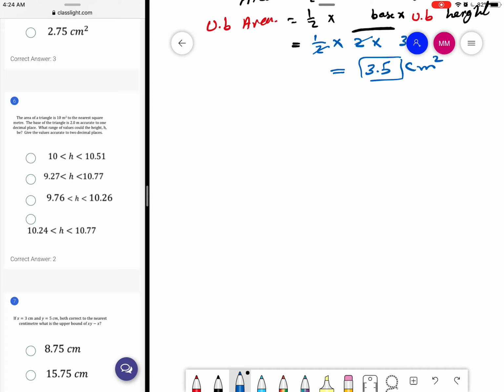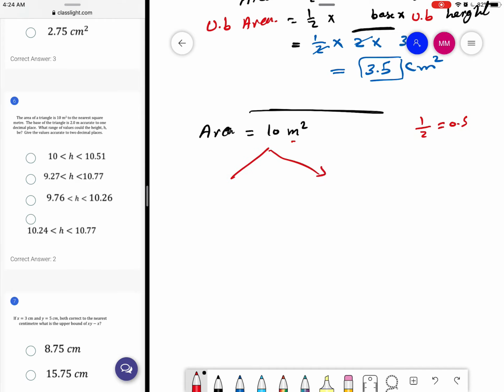Okay, next one. Here, the area of triangle is 10 meter square. Here is the area equal 10 meter square, and they said to the nearest square meter. Square meter is the same unit here, so it's just 1 divided by 2 equals 0.5. Add and subtract 0.5. You will get 9.5 for the lower and 10.5 for the upper.